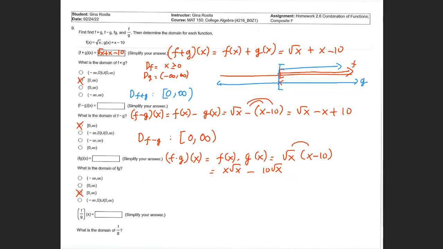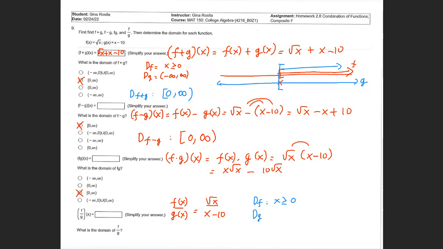Now go to the last one, f over g. We can write f of x divided by g of x, which equals square root x over x minus 10. This is the answer. How about the domain? Look at the domain of f. We just did that: x greater than or equal to 0. How about the domain of g?